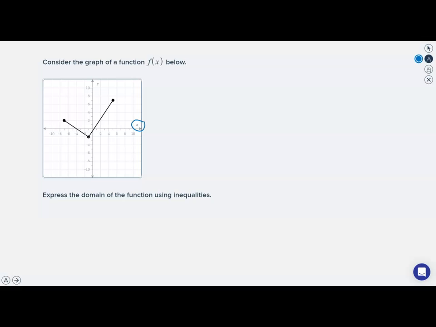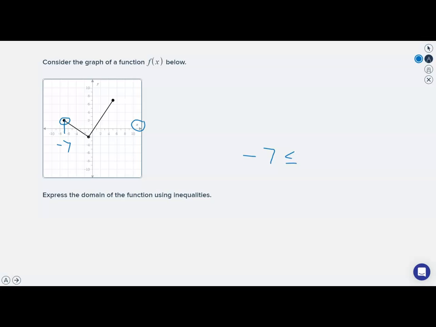So in this case, our minimum x value is -7. So that tells us the lower limit of the domain. And if we notice, it's a closed circle telling us that -7 is included in the solution. So that's going to show up as less than or equal to.